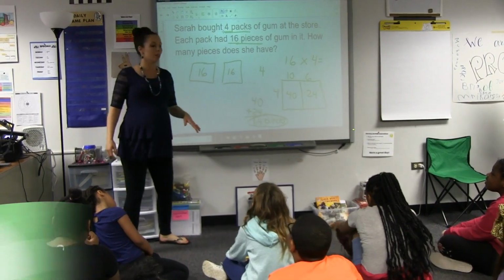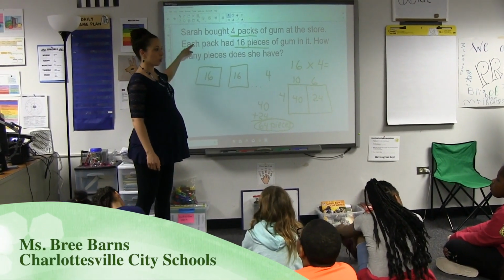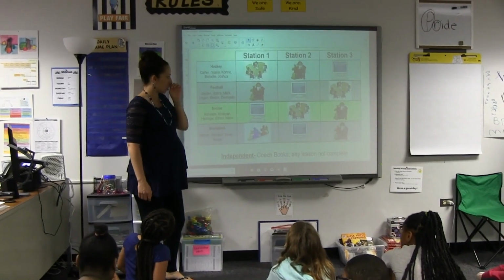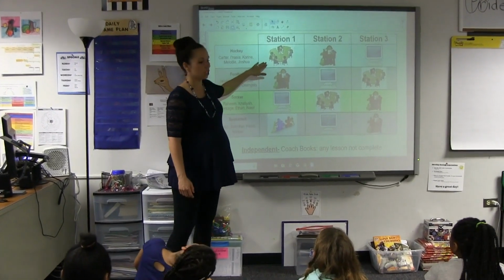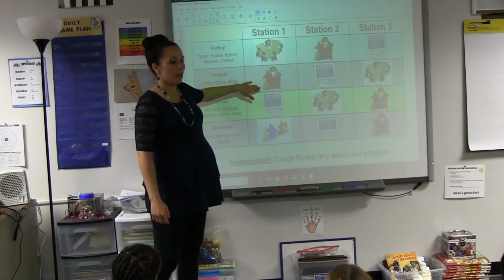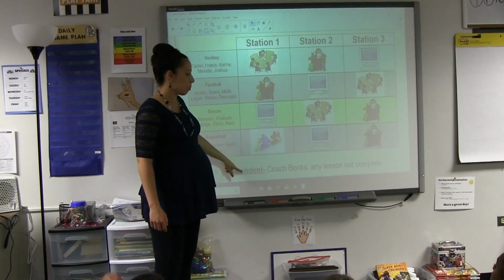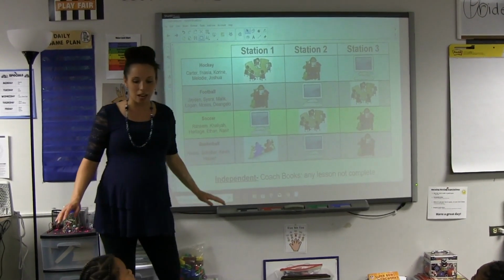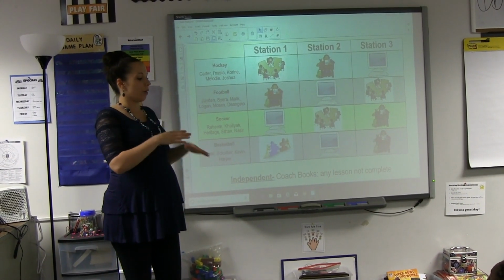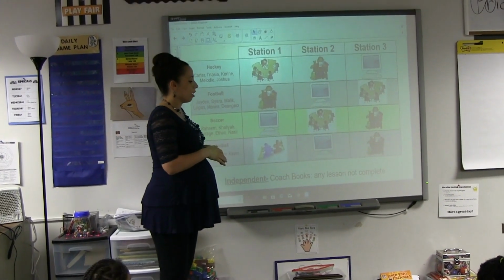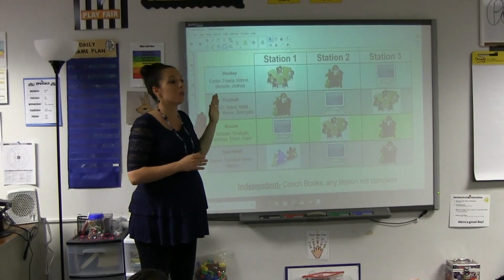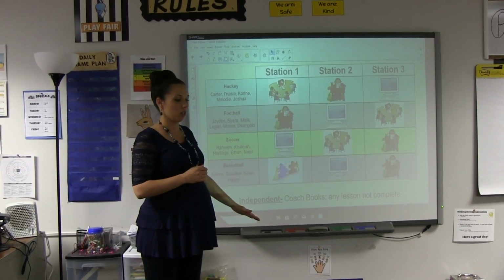In our small group today, we are going to be practicing these word problems using those questions. So for our stations, when you come to the teacher table, please bring a pencil. If you have independent, your job is your coach books. So any lesson that is not complete, you don't have a check, you are working on. Now, if you finish a lesson, I don't want you to come to the back table and say, I'm done. You just keep working through the entire station.